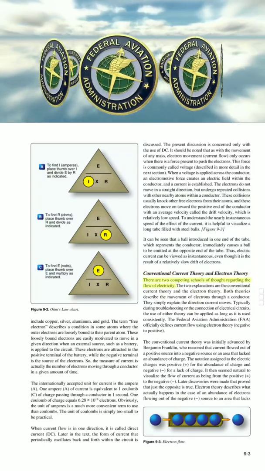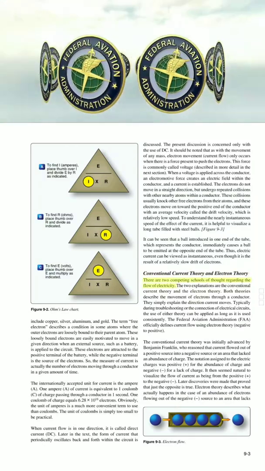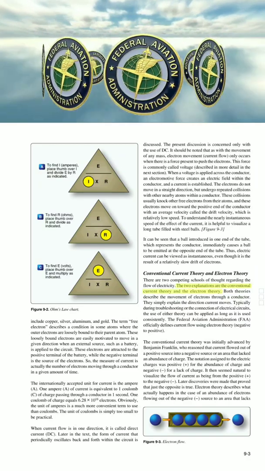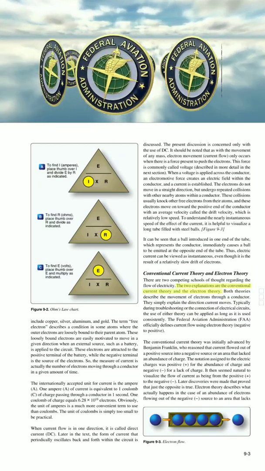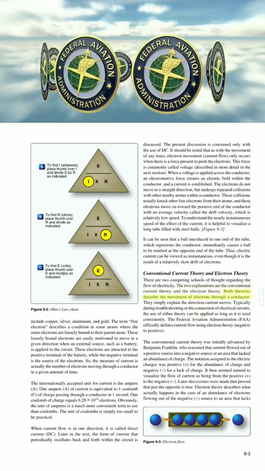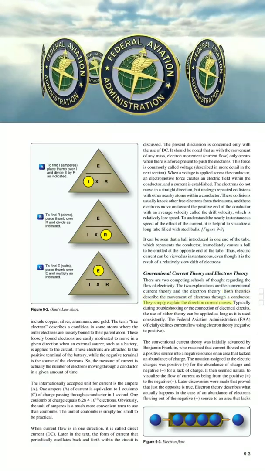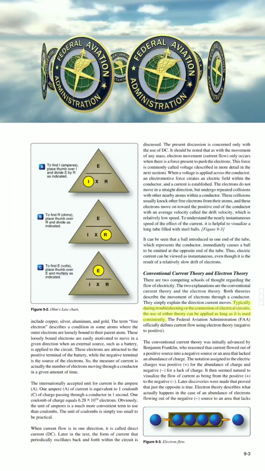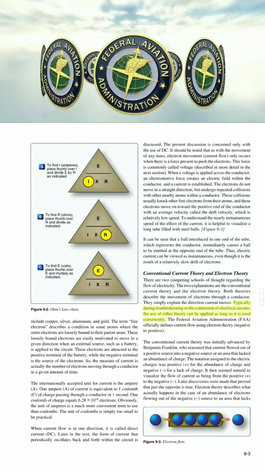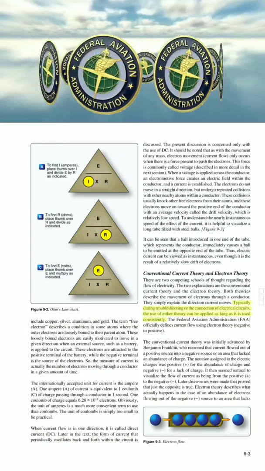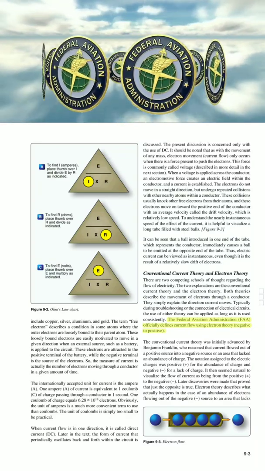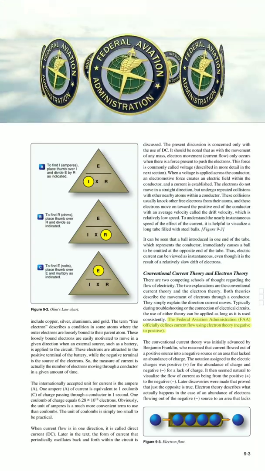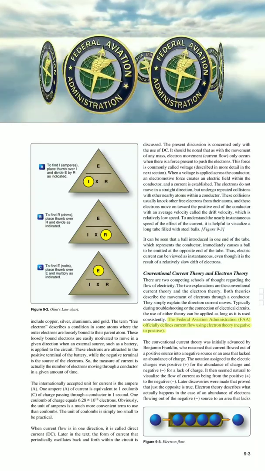Conventional current theory and electron theory. There are two competing schools of thought regarding the flow of electricity. The two explanations are the conventional current theory and the electron theory. Both theories describe the movement of electrons through a conductor. They simply explain the direction current moves. Typically during troubleshooting or the connection of electrical circuits, the use of either theory can be applied, as long as it is used consistently. The Federal Aviation Administration, FAA, officially defines current flow using electron theory, negative to positive.